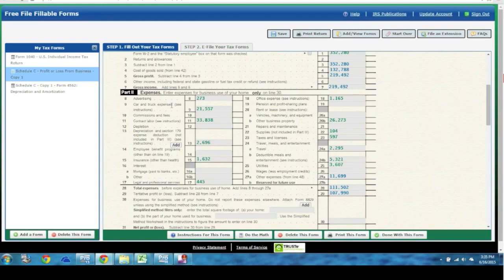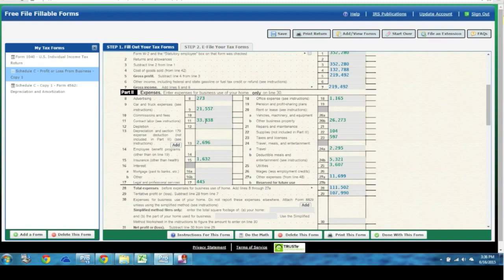So in 2014, the standard mileage rate was 56 cents per mile. So for every business mile that he drives, he gets 56 cents of a deduction. He drove whatever 21,557 is divided by 56 cents per mile, and I'm about to pull it up right now so I don't have to do the calculation. He drove 38,495 miles, so he gets that amount of deduction.